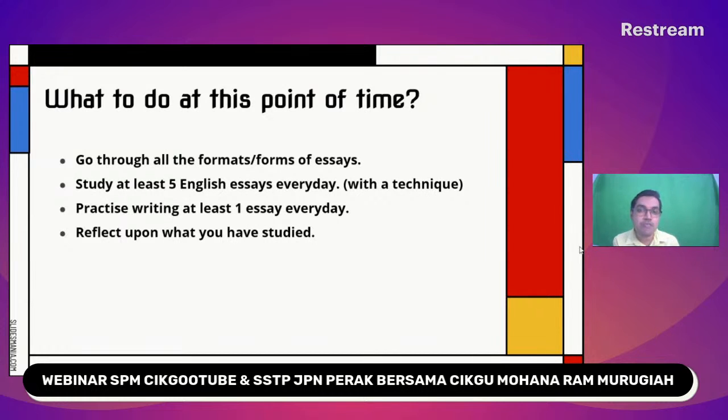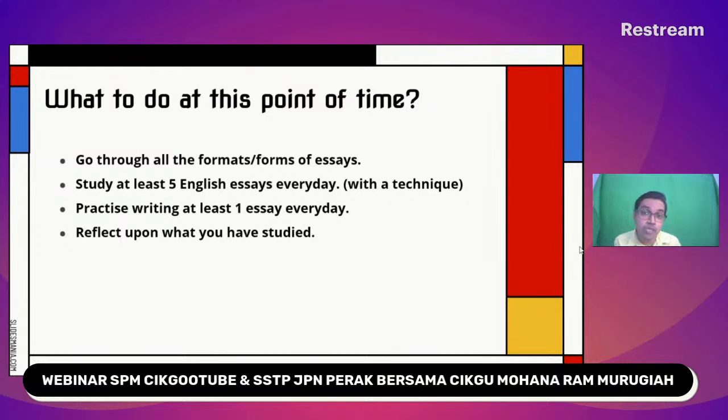So try to at least practice writing 1 essay a day and set a time limit, 350 words in 1 hour. Okay, try to practice your speed, and in that speed, try to include all the necessary information that you need to include in your continuous writing skill. So set a time. A lot of students, when they write continuous writing, take their own sweet time to produce a good essay.